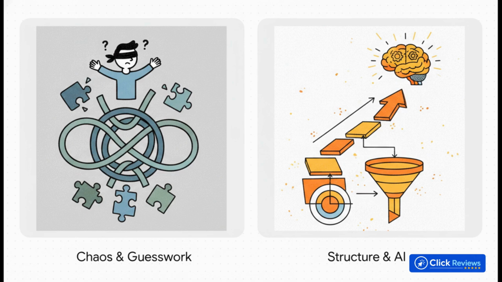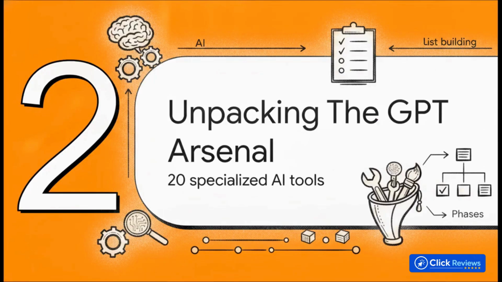The AI toolkit approach completely replaces that chaos with structure. So instead of guessing, we're looking at personalized roadmaps, fully customized funnels, and highly strategic traffic planning, all driven by targeted AI. Moving on to section 2, unpacking the GPT Arsenal.